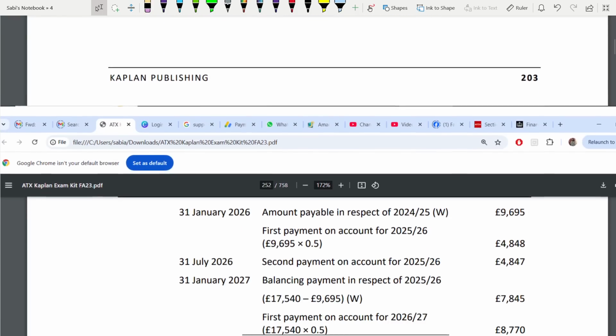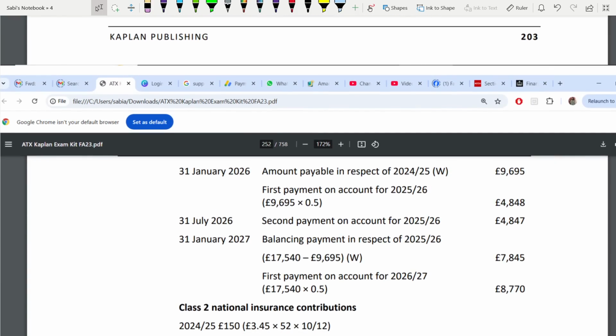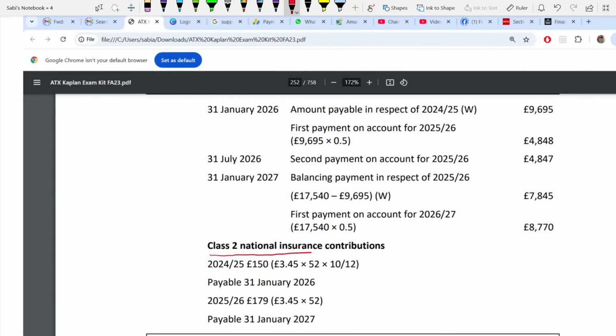They will go together. You will pay them on the same day, payment on account. And class 2 NIC, separately you will do. And because they are payable on one single date, they are not payable on account. They are paid on 31st Jan following the end of the tax year.